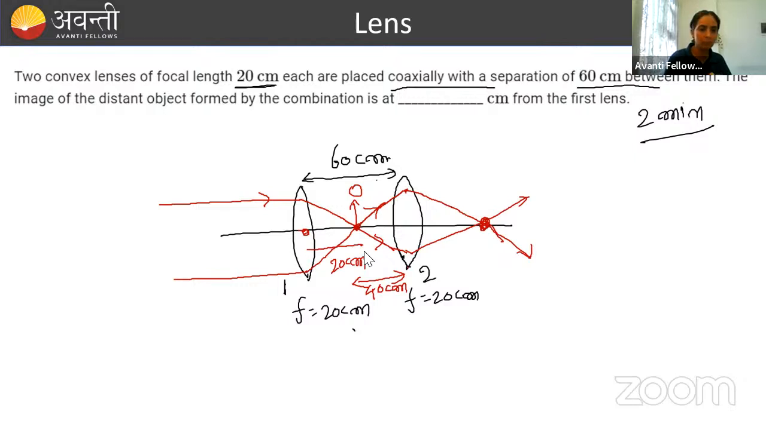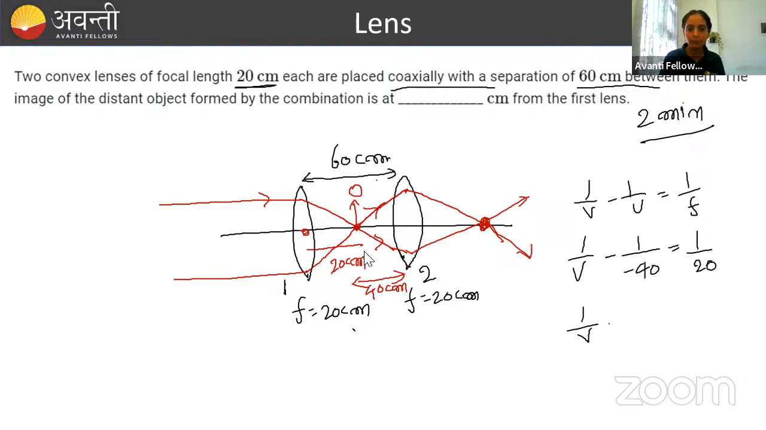So we can use the lens formula. Use 1 by v minus 1 by u equal to 1 by f. And 1 by v minus 1 by u is how much? 40 centimeter minus 40. You already know sign convention till now. And focal length, convex lens, positive sign convention, 1 by 20, right? So 1 by v equal to 1 by 20 minus 1 by 40.